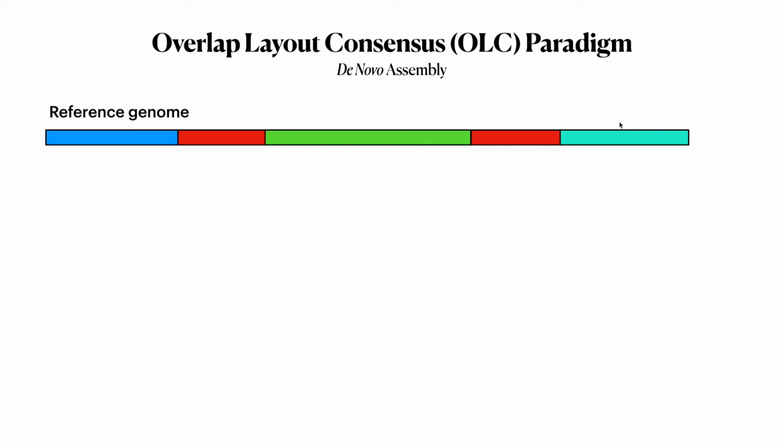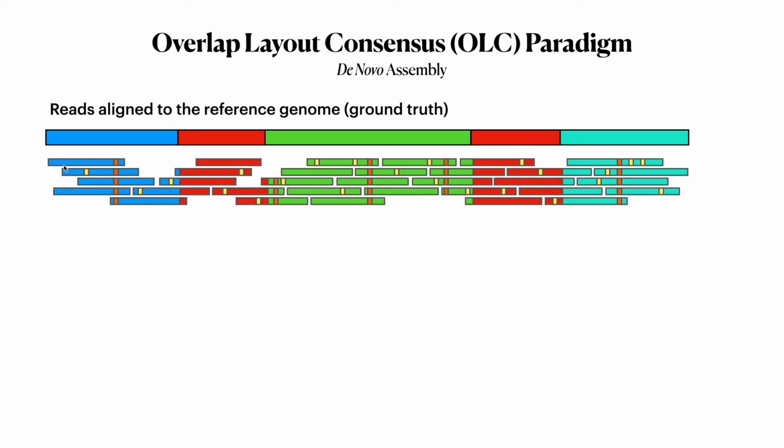This picture here represents a reference genome. The different colors represent different subsequences. These red regions represent repetitive regions of the genome, which commonly occur, especially in mammalian genomes. If we align the reads to the original ground truth locations where they were sequenced from by our machine, then we'd obtain a layout that looks something like this.